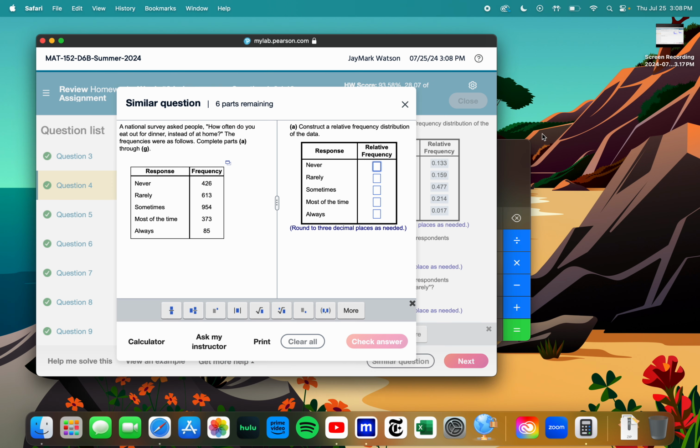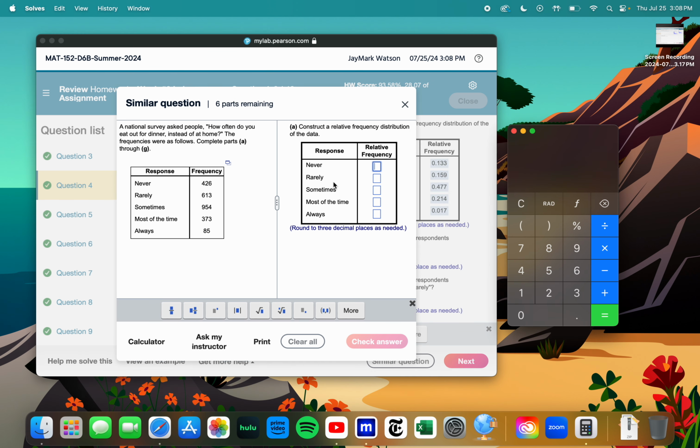To do that, we have to add all these together. So 426 plus 613 plus 954 plus 373 plus 85, and the total is 2,451.